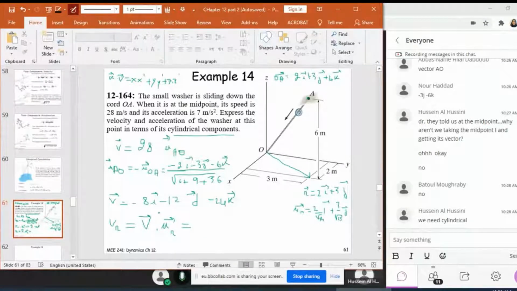All right? So what will be x prime minus 8 times 2 over radical 13? So it is minus 8 times 2 over radical 13 minus 12 times 3 over radical 13, minus 24 times what? Times 0, because there is no k here in UR. So VR will be equal to minus 14.42, and this is the scalar component in the radial direction.